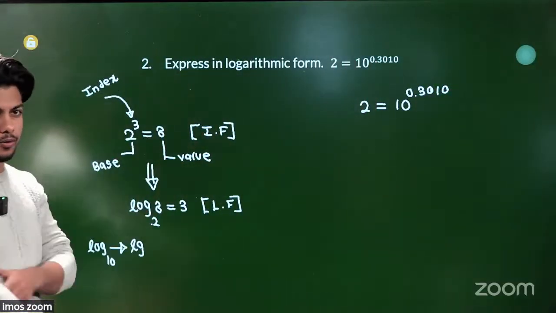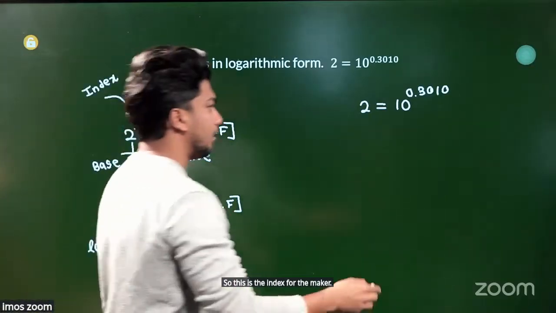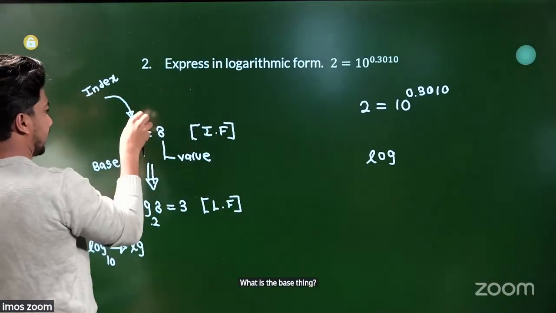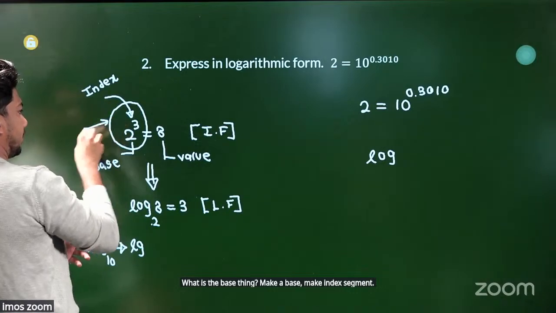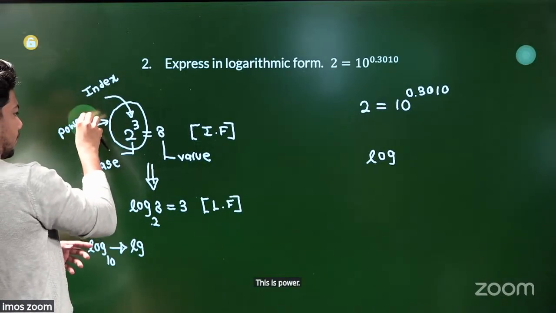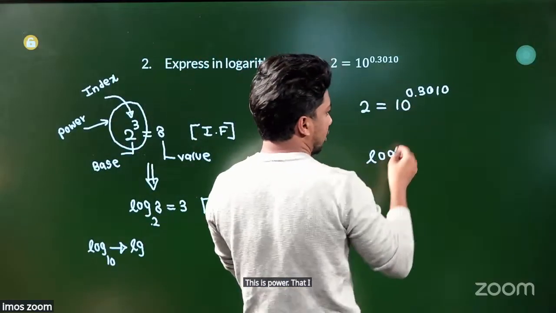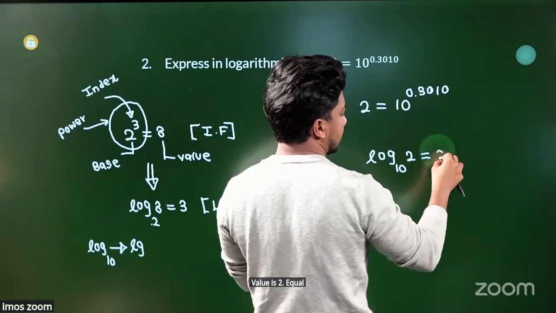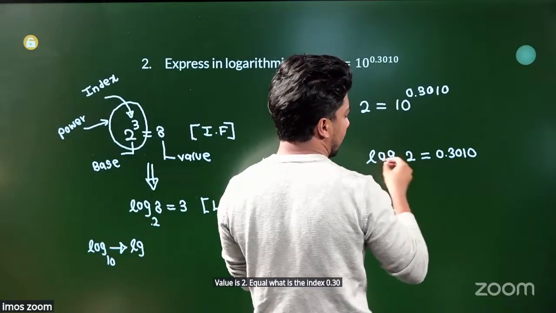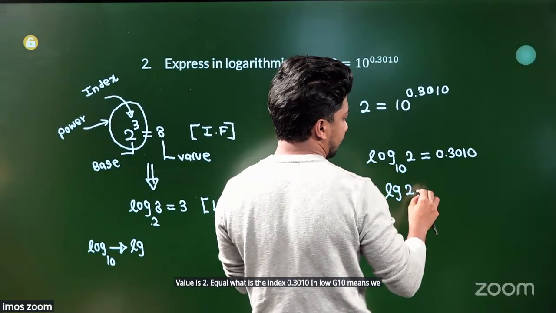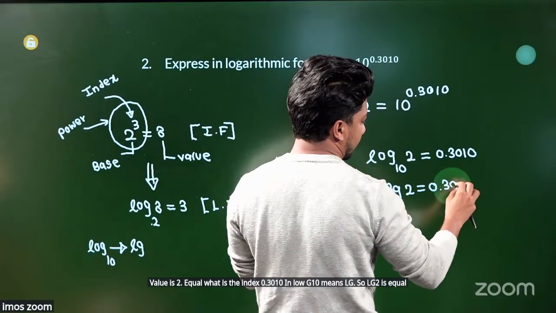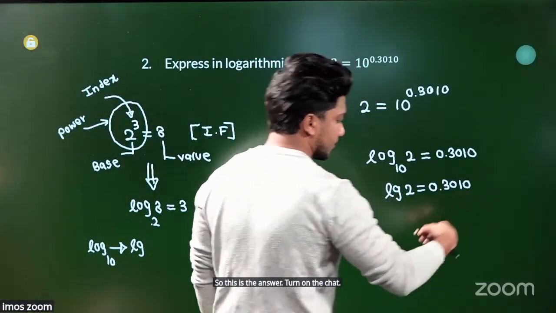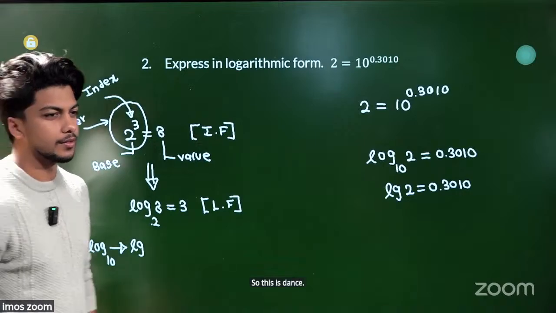So this is the index form, written the other way around. Okay, log, what is the base? What is the base? Then make a base, make an index. This total is called the power, right? This is power. So here the base is 10, the value is 2, equal, what is the index? 0.3010. Log 10 means LG. So LG 2 is equal to 0.3010. So this is the answer. Turn on the chat. Can you understand, Judy? So this is the answer.